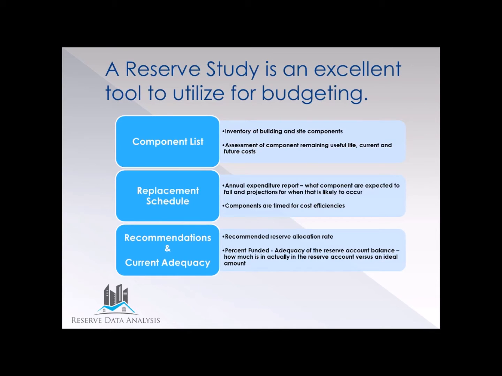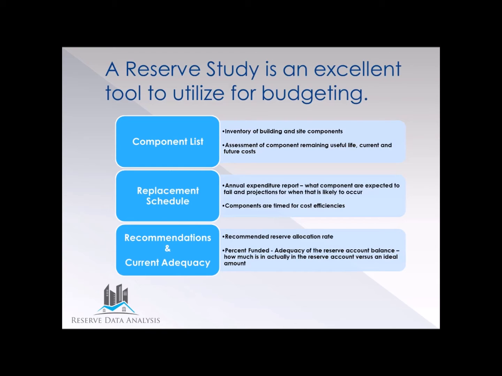And a reserve study is an excellent tool to utilize for budgeting. Within the reserve study is the component list. So during the site inspection, a reserve analyst goes out to the site and does a full inventory of all the building and site components. These are going to be anything from asphalt to the square footage of the siding, square footage of the roof, the number of lights on site in the landscaped areas, resurfacing the pool. All these things need to be accounted for.